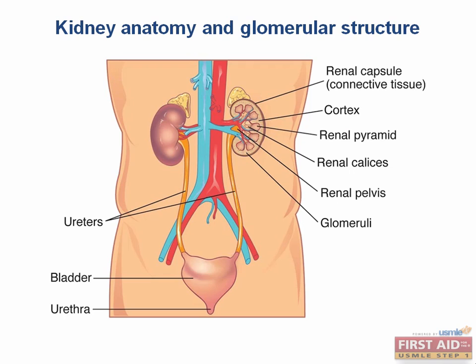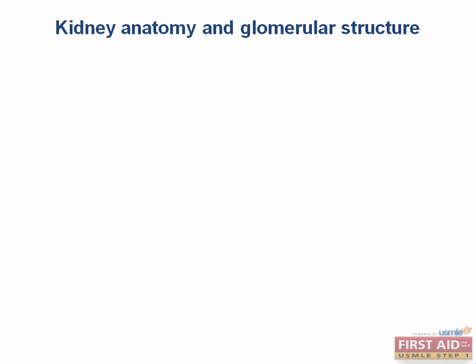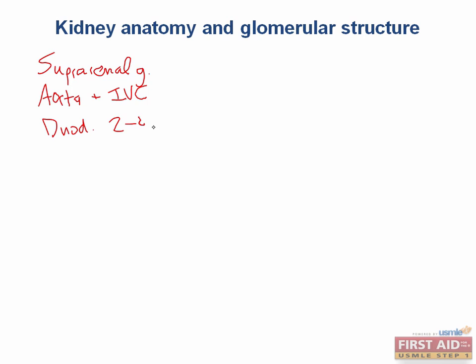Let's quickly run through that together. The S stands for the suprarenal glands. The A is for the aorta and IVC, or inferior vena cava. The D is for the duodenum, specifically the second through the fourth parts of the duodenum. The P is for the pancreas, except the tail. The U is for the ureters. The C is for the colon, specifically the ascending and descending colon.